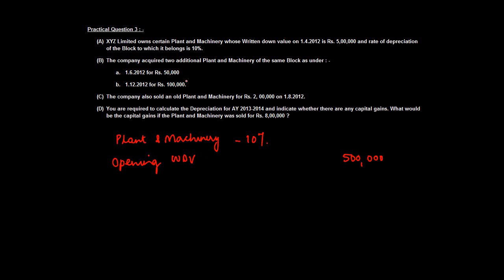Let's read it again. The company acquired 2 additional plant and machinery of the same block as under. So there were 2 plant and machinery which were acquired. One is for 50,000, the date is 1/6/2012, and the second is on 1/12/2012 for 1 lakh. Very good. The company also sold an old plant and machinery for rupees 2 lakh. You are required to calculate depreciation for assessment year 2013-14.